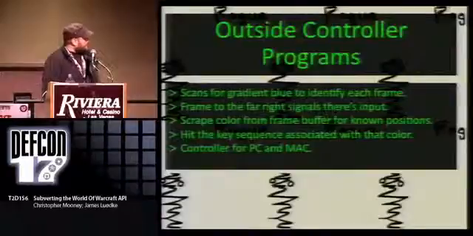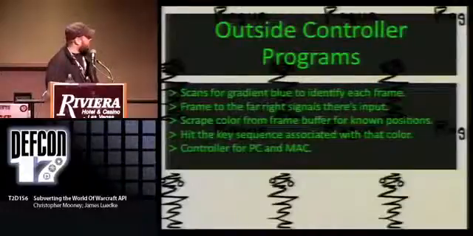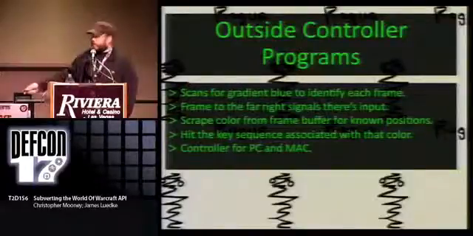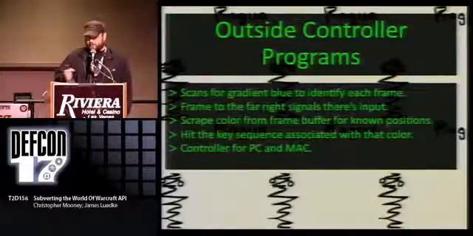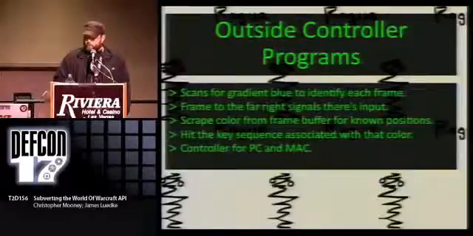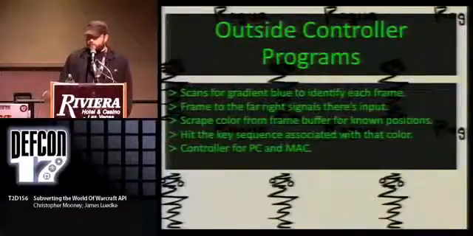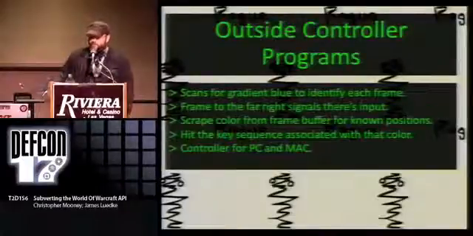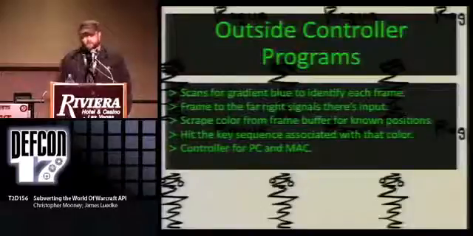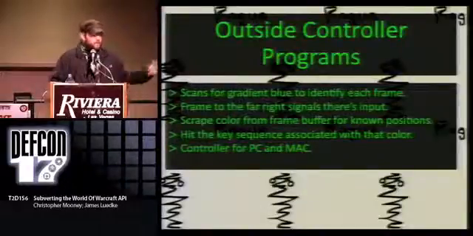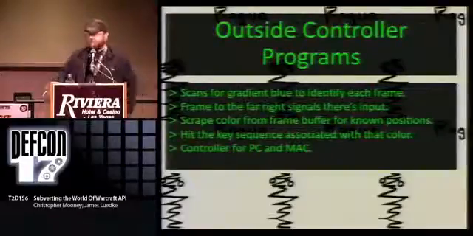And then what we do is take an outside controller program. Remember we said AutoHotkey, which is something for Windows, and we scan for this gradient blue to detect where each frame is for the outside controller program. The frame to the far left signals that there's input. We scrape the color from that frame, so we basically are doing a frame buffer call and getting the information from that. And we have that color mapped to a key in the controller program, and it hits that key, but it hits it in a sequence of a bunch of contexts.